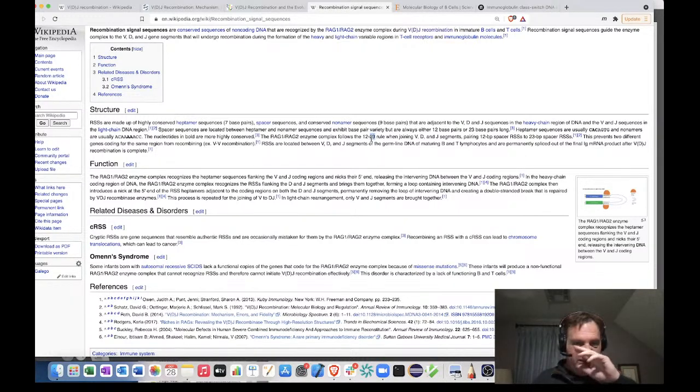So by having this, some of them are spaced by 12 base pairs, some of them are spaced by 23 base pairs, and that difference allows it to know that it's joining to the correct thing. And so the 7 base pairs and the 9 base pairs are a highly conserved sequence, which means that it's basically identical. So that's the 7 base pair sequence, and that's the 9 base pair sequence. And while there's some slight variation, they're pretty typical.